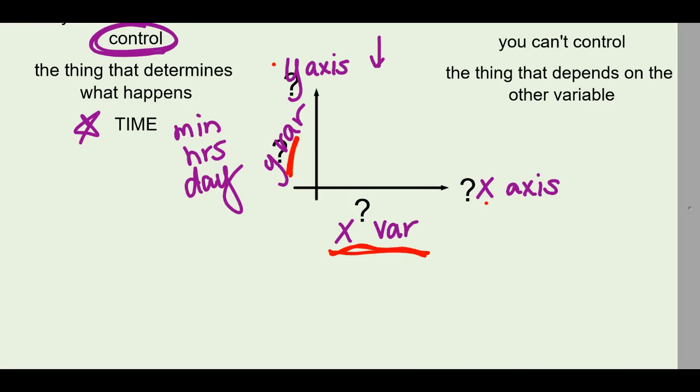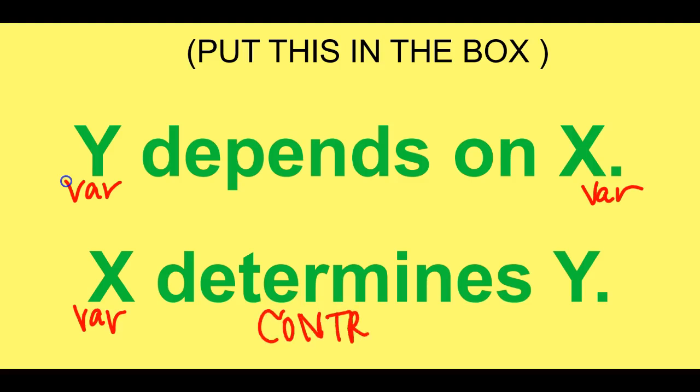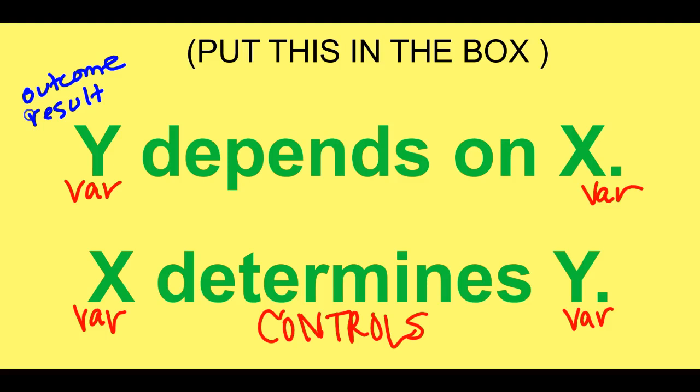Okay, so it's important to have that all on your paper, but let's look at some examples to actually figure out what that means. So here's the big idea. Write this in the box. Y depends on x. Whatever the y variable is, it depends on whatever the x variable is. Okay? Or you could say the x variable determines, as in controls, it's in charge, what happens to the y variable. Okay? So, I always think of it as y is the result or the outcome, x is the one in control.